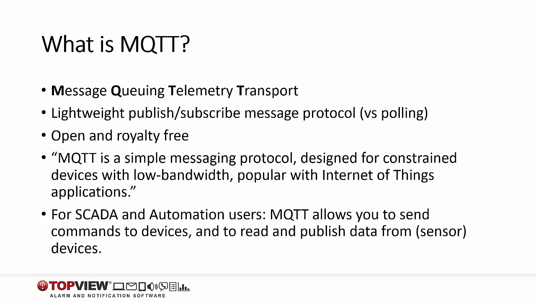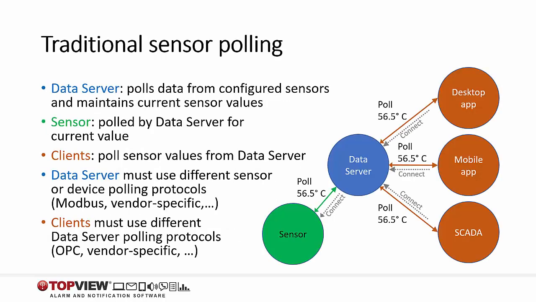automation systems and devices. Let's start by looking at how sensor data has traditionally been collected through polling. A data server is configured with the sensors that it must monitor. This configuration may be created beforehand or by the connecting clients who instruct the data server of the sensors of interest. The data server connects to the sensors using an agreed-upon protocol and will normally poll the sensors to maintain the current values and statuses.